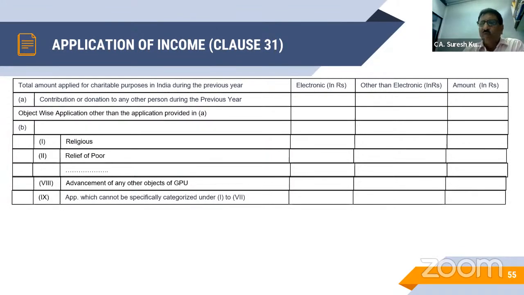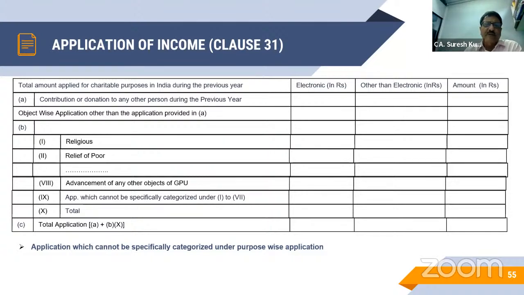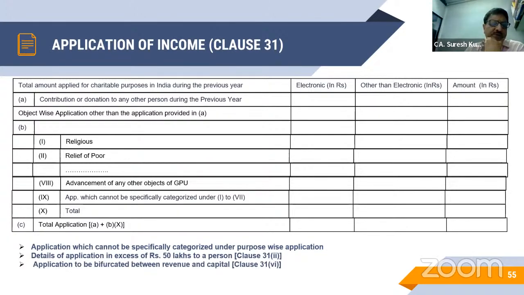So there are certain common expenses which are not earmarked specifically to each of the purposes that have to be reported separately. Then the total application will come. And this application, which cannot be specifically categorized, is an issue. How to allocate, define or determine the purpose-wise expenditure is again an issue. Then details of application in excess of 50 lakhs to a person need to be separately reported.